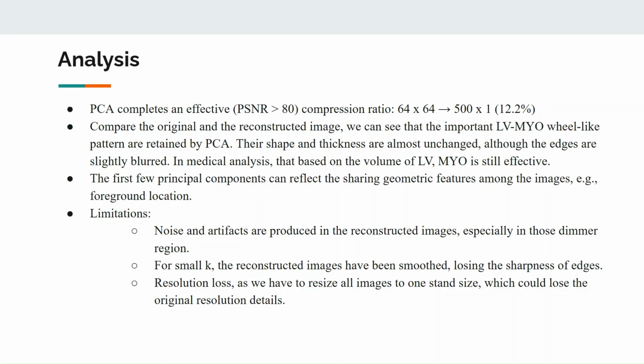For future work, we can combine with wavelet transforms for resolution preservation or implement adaptive component selection per image. To conclude, PCA effectively compresses cardiac MRI images while preserving key features, and Horn's parallel analysis automates the process. This is our project.